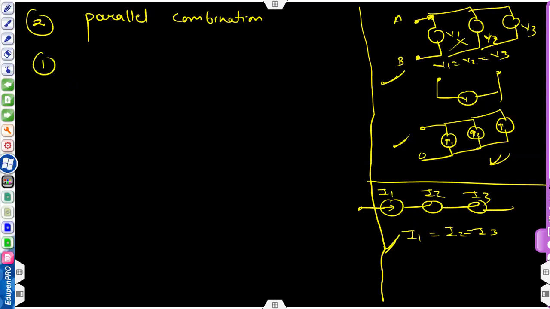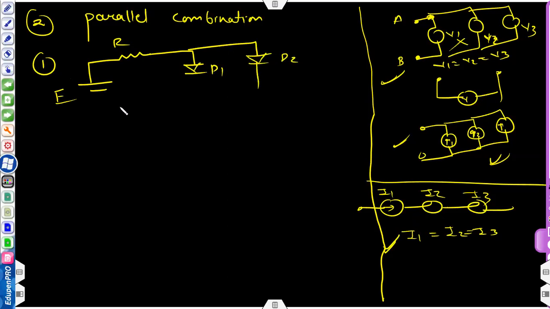So the first circuit given to you is like this: E, and this is a resistance R. Now you have to connect your diode in parallel. Let's say that this is diode D1 and this is diode D2, like this.